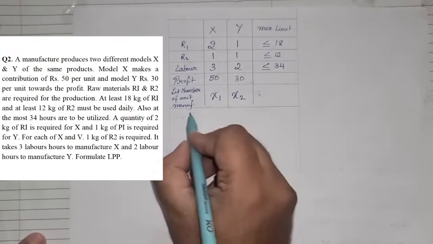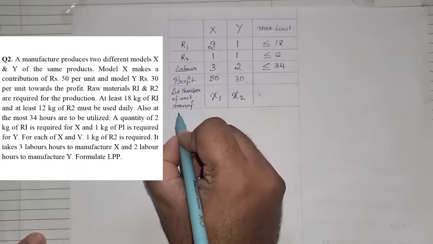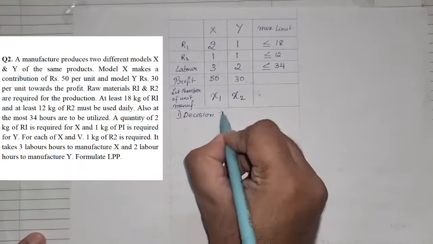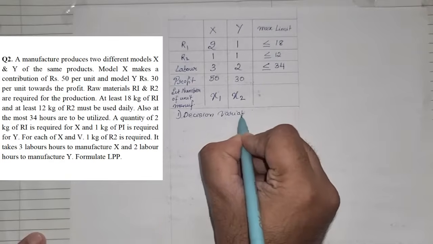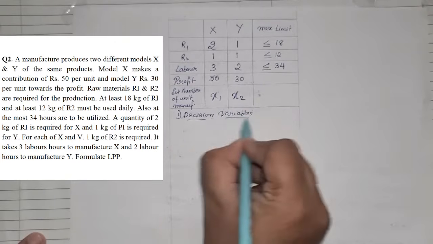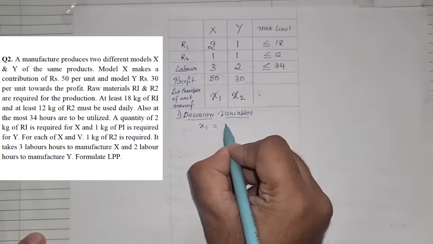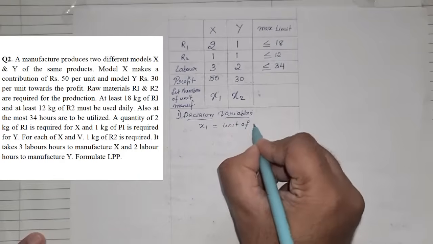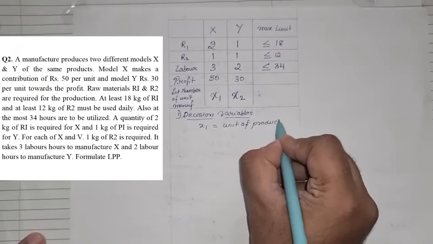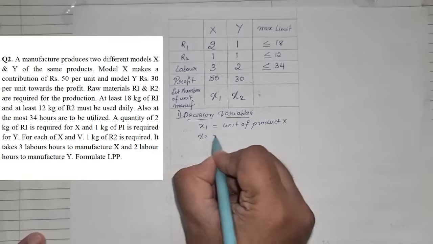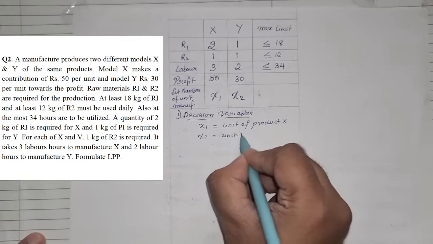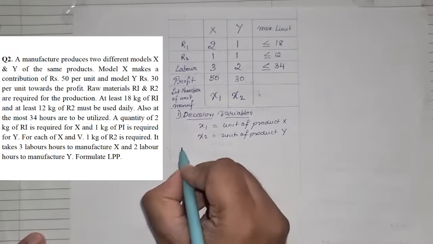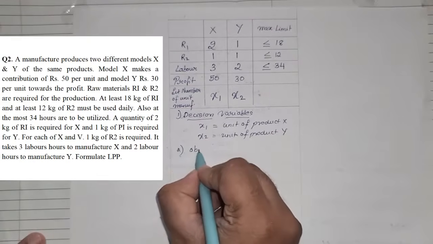Now we will start with the solution. So number 1 will always be decision variables. So decision variables will be, we'll say let X1 equal units of product X, and X2 will be units of product Y. Second, we have objective function.